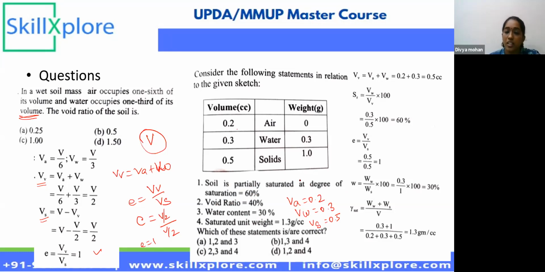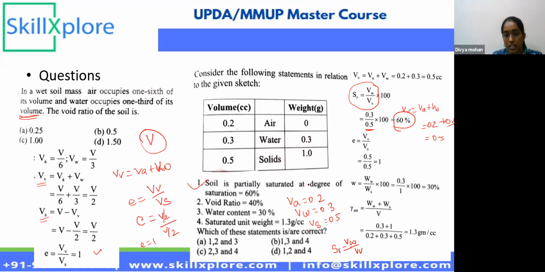While checking the degree of saturation, we know the formula: Sr is equal to VW by VV. Substituting the volume of water, they have given us 0.3, and the volume of voids VV is a combination of VA plus VW. They have given VA as 0.2 and VW as 0.3, so it is 0.5. Substituting 0.5, we find the percentage as 60%. So this condition is correct.